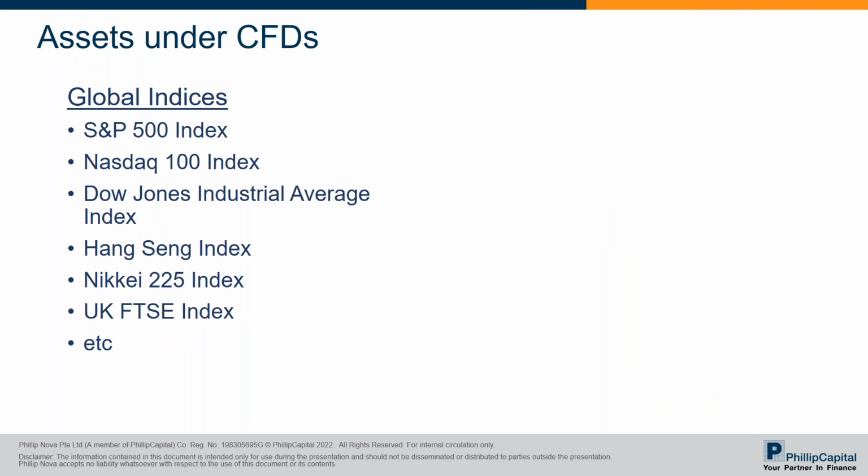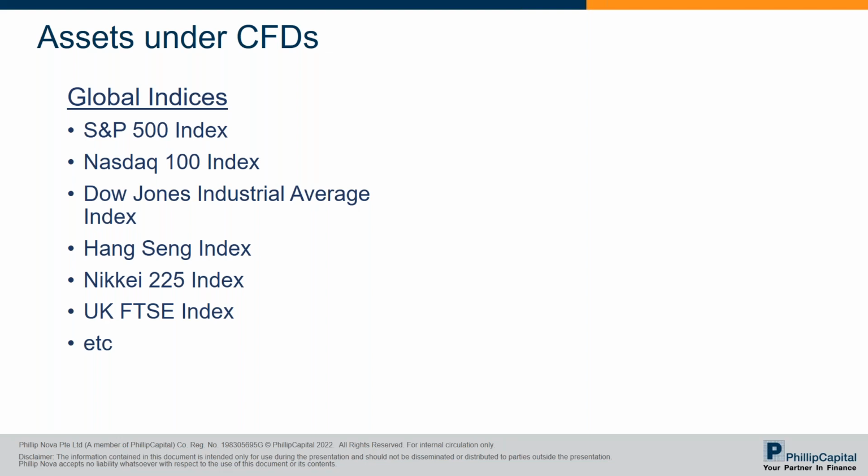So global indices. Essentially, indices are a basket of stocks that help to measure the strength or the performance of a certain economy. So let's say the S&P 500 helps to measure the top 500 companies in the US. If you're looking to participate in the ups and downs of the US stock market, you can look to trade the S&P 500 index CFD. There are also many other indices that cover major economies, like the Hang Seng Index covering Hong Kong, Nikkei for Japan, and FTSE for the UK economy.